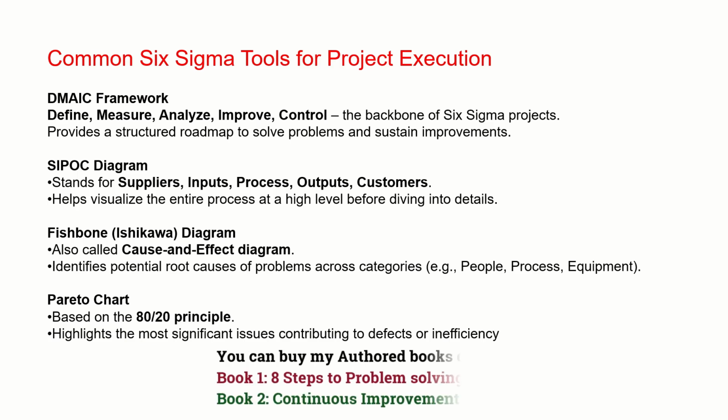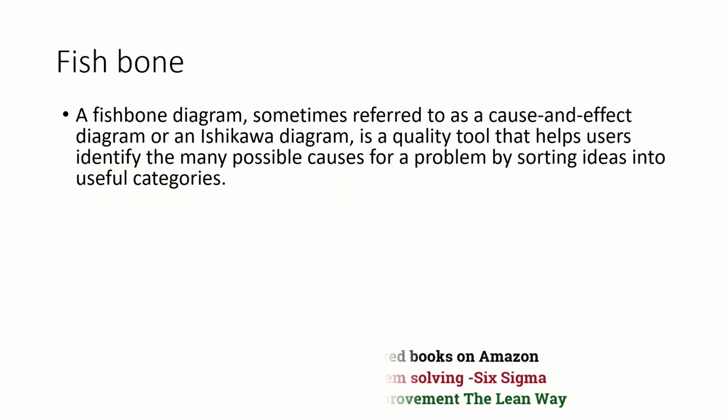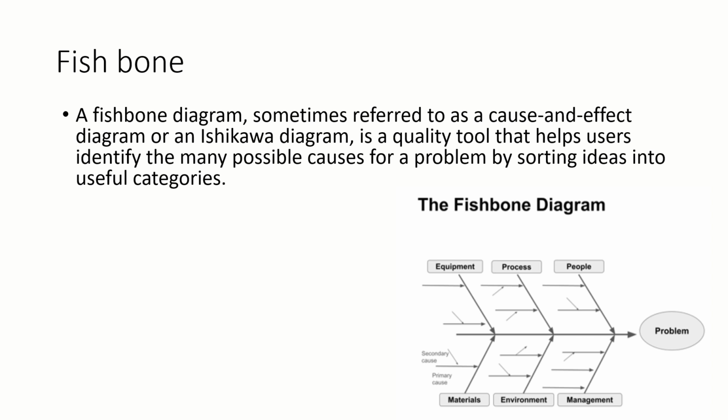The next tool is called the Fishbone or Ishikawa diagram. Fishbone diagram, sometimes referred to as cause and effect diagram or an Ishikawa diagram, is a quality tool that helps users identify the main possible causes for a problem, and it sorts these problems into some useful categories.